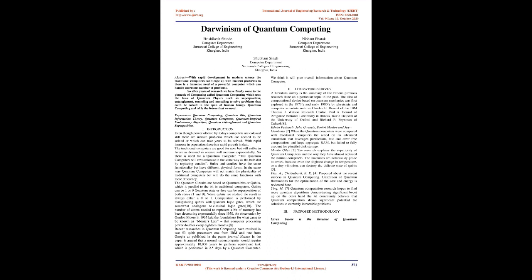traditional computers. Qubits can be in a 1 or 0 quantum state, or they can be a superposition of both states, 1 and 0. When qubits are measured, the result is always either 0 or 1. Computation is performed by manipulating qubits with quantum logic gates, which are somewhat analogous to classical logic gates.